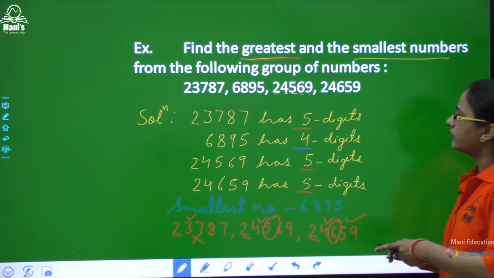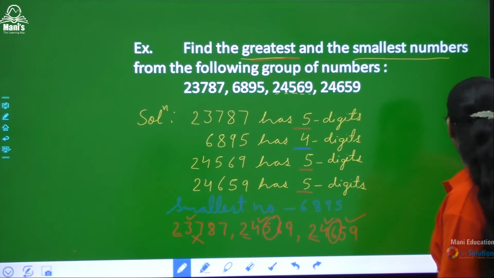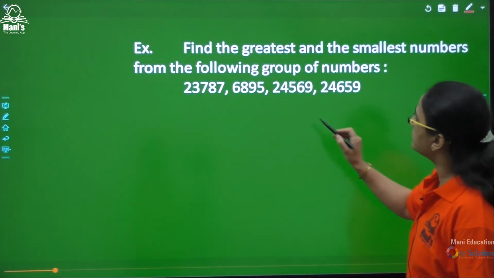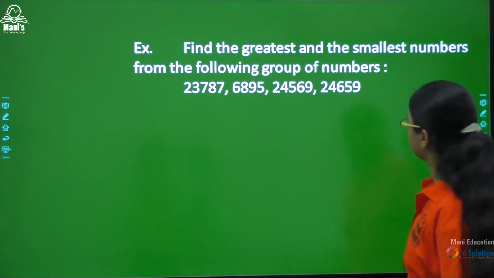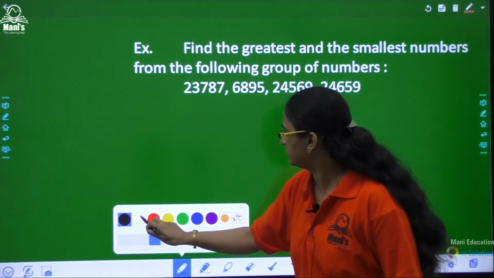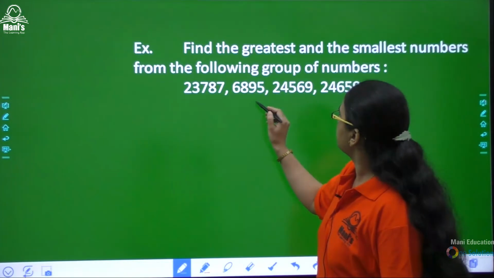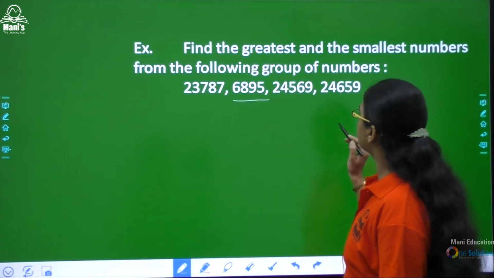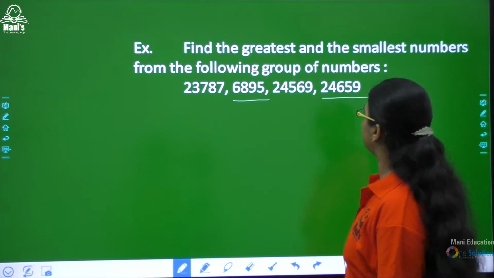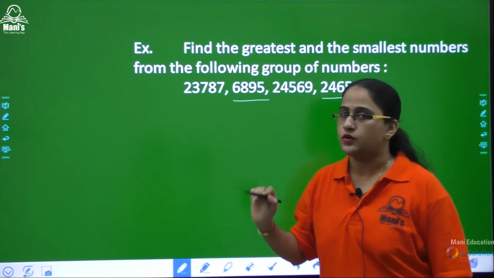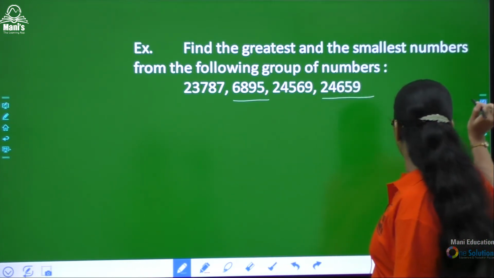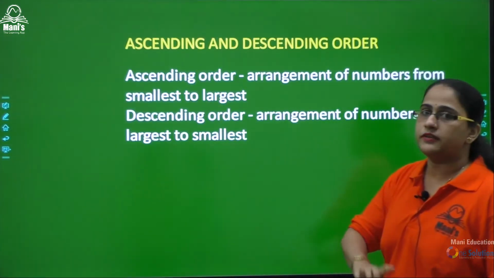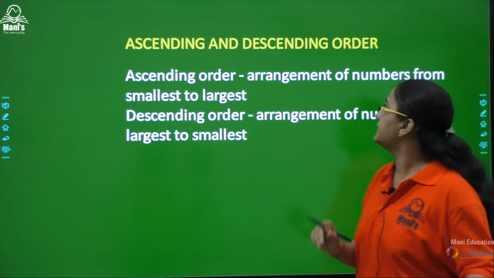24,659 is the greatest number. So we can write the solution: the smallest number is 6,895 and the greatest number is 24,659. Understood, students? Now it's a very important topic, ascending and descending order.